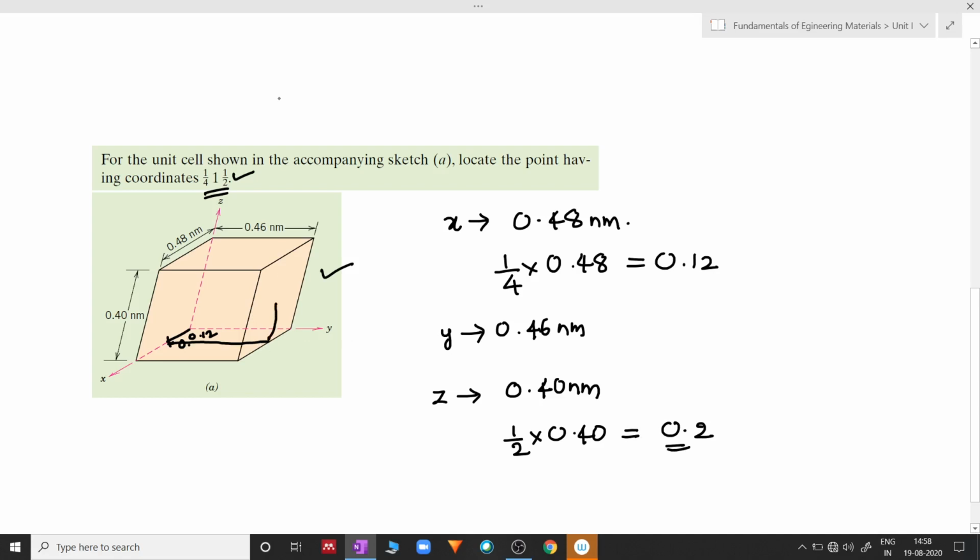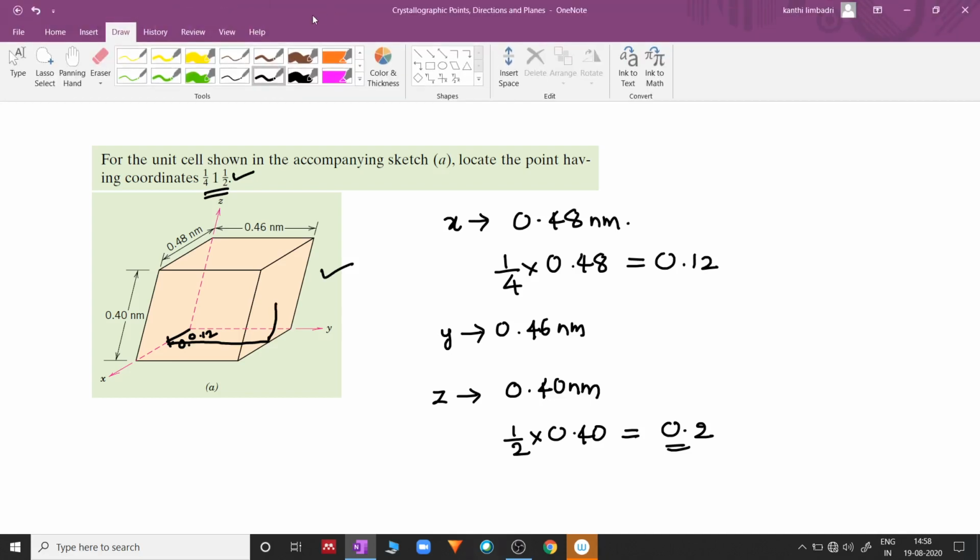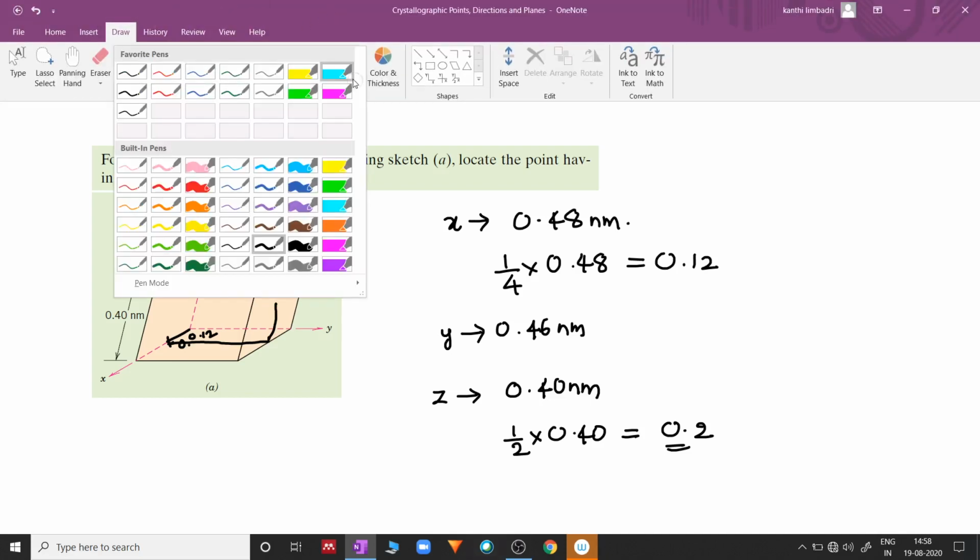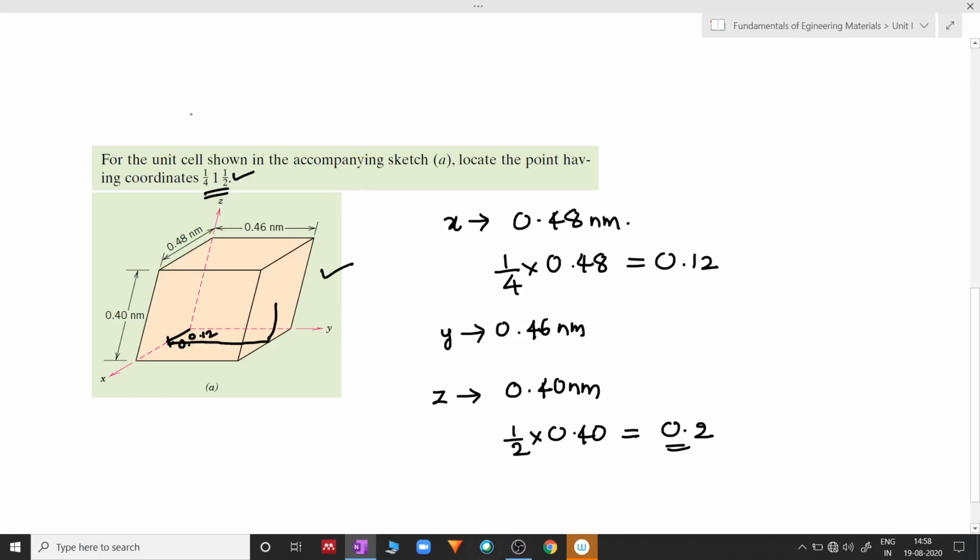So this is the point that is represented as 1/4, 1, 1/2. So we have located that point. Understood? I hope everybody understood this concept.